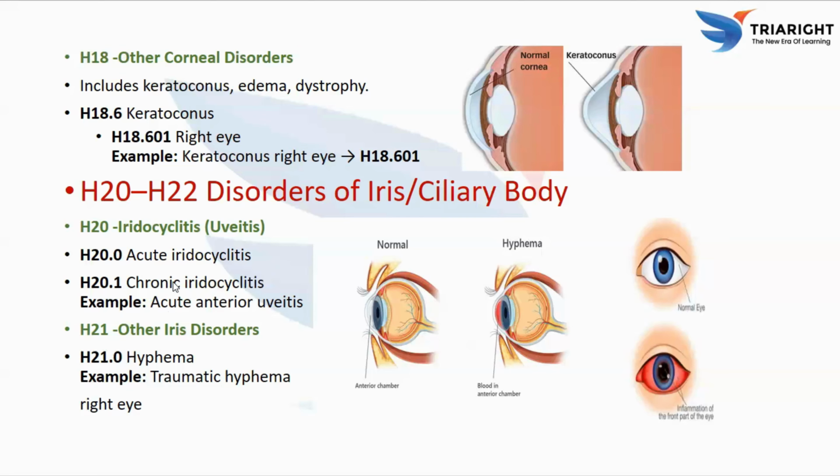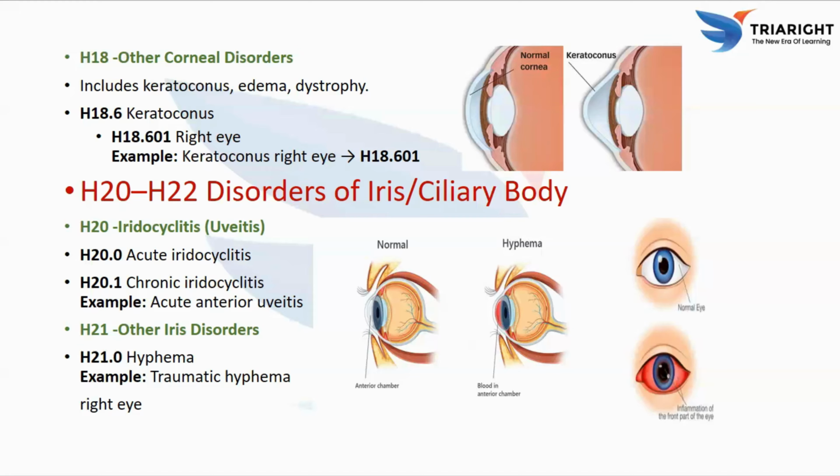Acute is nothing but short-term inflammation. So what are the symptoms of the short-term inflammation? Red eye, photophobia, pain, and also blurred vision. Whereas chronic iridocyclitis results in long-term inflammation, like long-standing and recurring inflammation.